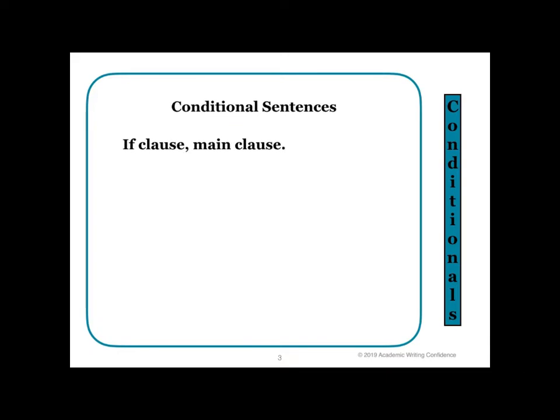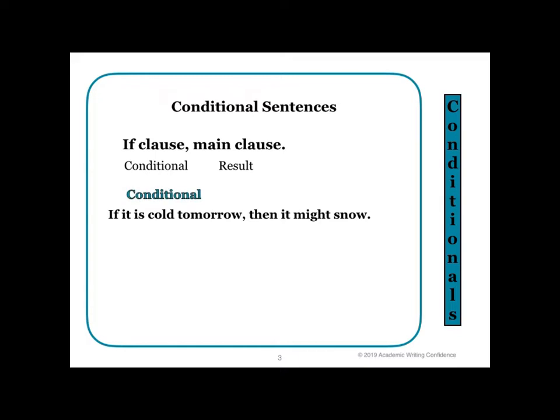The basic pattern for this kind of sentence is this: the if clause followed by the main clause. Now, a clause is a group of words that makes a sentence. The if clause section of this sentence is the conditional part, and the main clause is the result. Let's look at an example. If it is cold tomorrow, then it might snow. Here, the if clause is the conditional, and the result is the main clause.